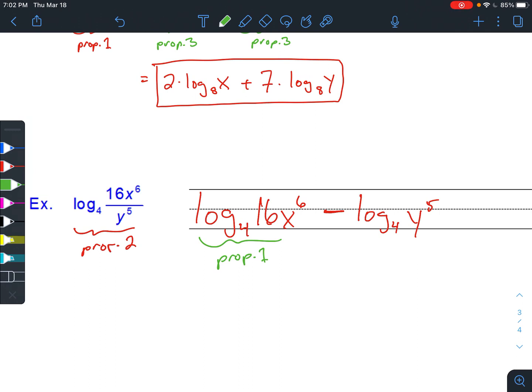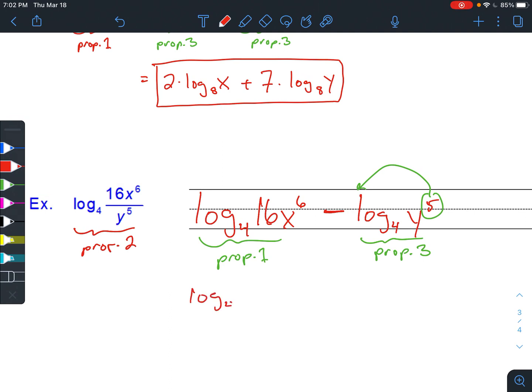However, the other guy on the right, there's only a y inside the log, and it does have an exponent on it, but what that means is that this guy is basically property number 3, our power rule. So we're going to rip that 5 and throw it in front of that guy, although the first half of the problem, we've got that property 1, so we're going to rip it apart into log plus log. All right, so brace for impact, here this comes.